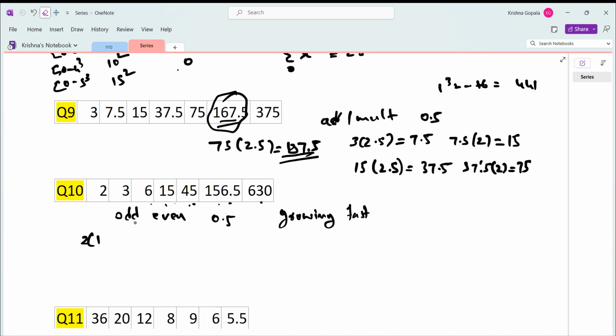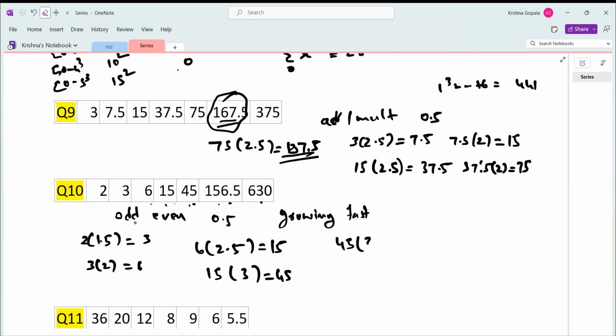2 into 1.5 is 3. Then 3 into 2 is 6. 6 into 2.5 is 15, right? 15 into 3 is 45. 45 into 3.5 is 157.5. I'll tell you some trick here. Okay, it looks like 166.5 is wrong.